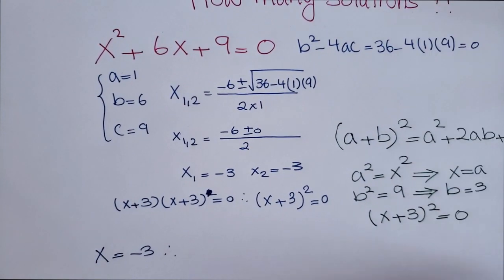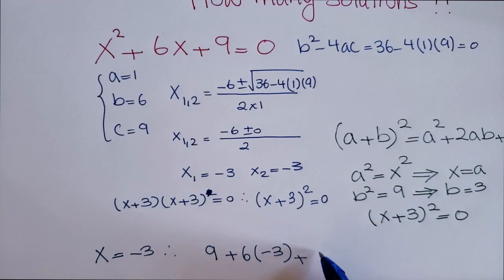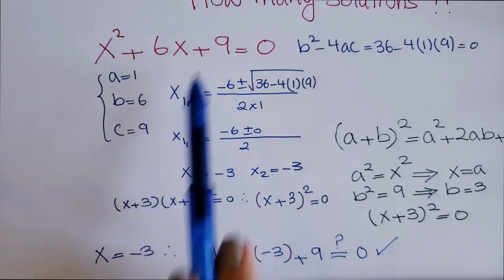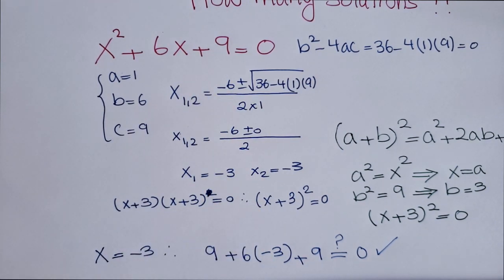x to the power 2, it's 9, plus 6 times -3, which is -18, plus 9. So 9 and 9 is 18, minus 18, it's 0. Perfect, right? So I checked my answer with 3 different methods: quadratic formula, factorization, and then when I found the answer, I substituted back and I made sure my answer is correct. Okay, this is the first example.